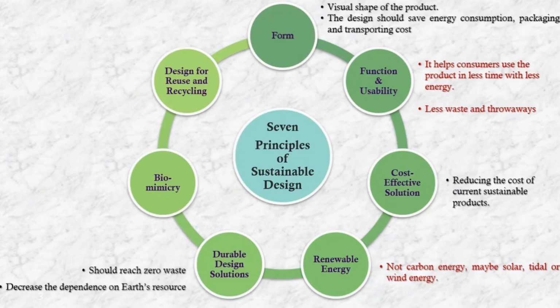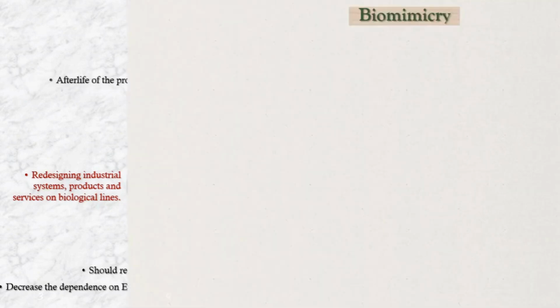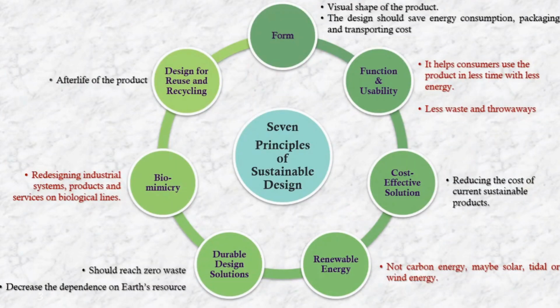Now comes the next principle, that is biomimicry, right? So ultimately what you have to do, you must redesign the industrial systems, products and services on biological lines. Okay, so we will understand this biomimicry topic in the coming slide in detail. Okay, now comes the last principle, and what is that? Design for reuse and recycling. So ultimately we have to think about the afterlife of the product, so that we can reuse and recycle it again and again, right? So these are the seven principles of sustainable design.